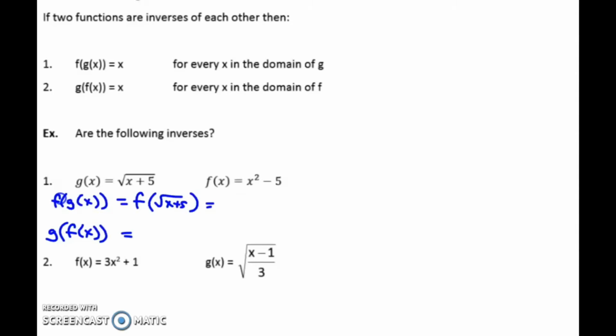Okay, so now what does the f function tell me to do? The f function tells me to take my input, square it, and then subtract 5. All right, so it's going to be input squared and subtract 5. Well, what's that input? It's the square root of x plus 5. Well, the square root of x plus 5 squared is simply x plus 5. Minus 5 is just x. Okay, so I have a pretty good indication here. Yeah, these are going to be inverses, but I want to show the other version as well.